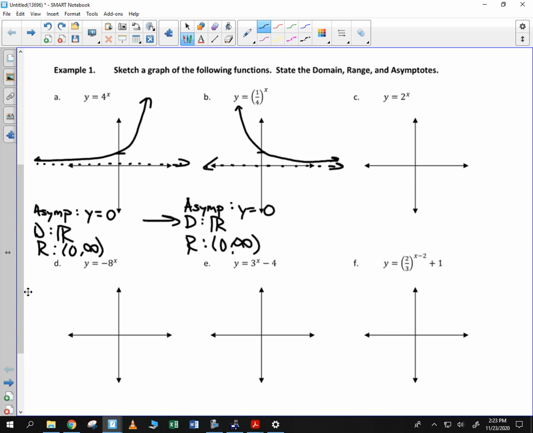That's technically not true. Suppose you had y is equal to 2 raised to the tangent of x. I don't know if we would really call that an exponential, but there the domain would be a little bit different. We won't get into that too much.